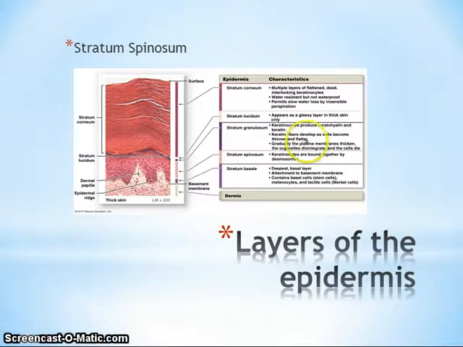The next layer that we want to work with is the stratum spinosum. This is a very simple layer in comparison. It consists of about 8 to 10 layers of cells which have a spiny appearance, because here the desmosomes that are holding the cells together become apparent. These cells are involved in immunity against microbes and skin cancer.